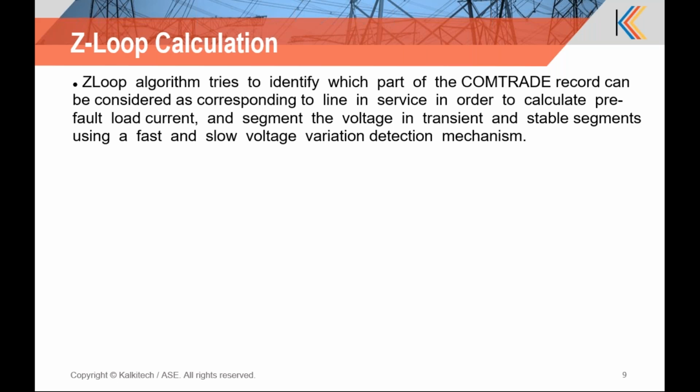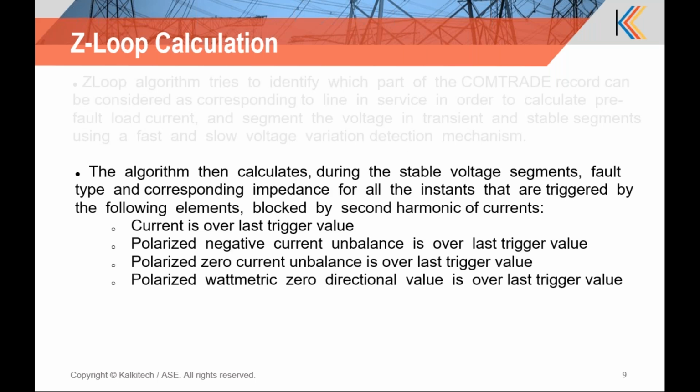That is the first step in the loop impedance calculation. Then it is followed by detailed calculation of the impedance. That can be triggered by various conditions: current over the last trigger value, polarized negative current unbalance over last trigger value, polarized zero current unbalance over last trigger value, polarized wattmetric zero directional value over the last trigger value. These are some of the trigger conditions used to calculate the loop impedance value in the algorithm.